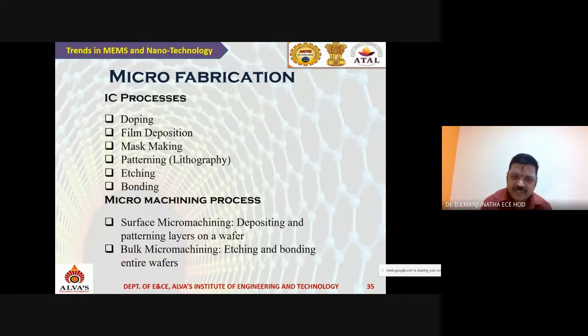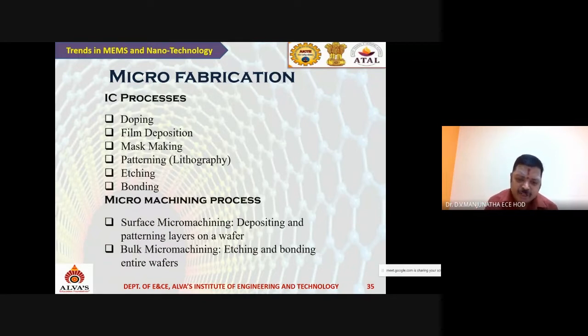Right? So these are all the VLSI terminologies. When it comes to micro machining processes, surface micro machining means depositing and patterning of layers on a wafer, right? A wafer is a holding material, you know that, silicon wafer. We'll see that later, right?